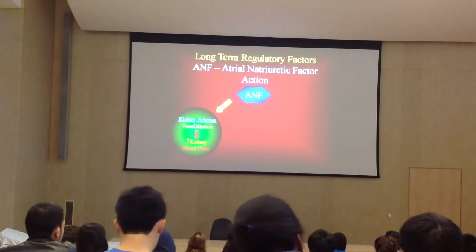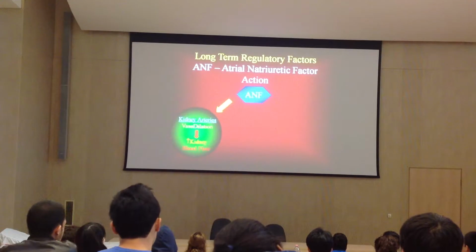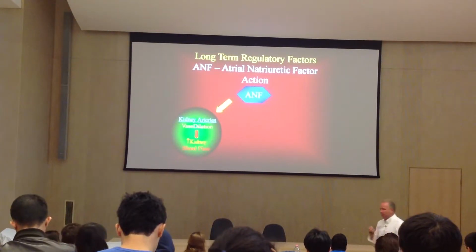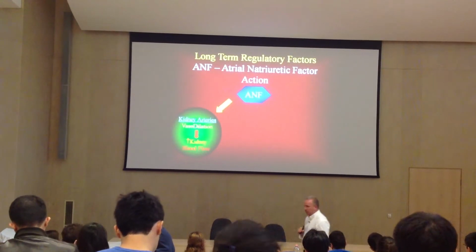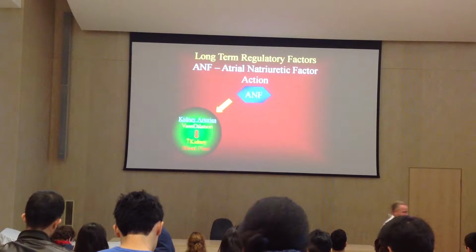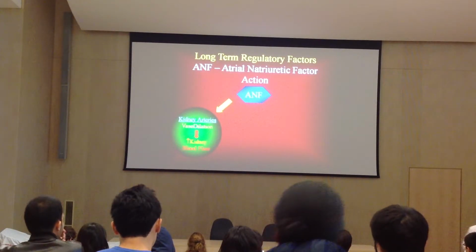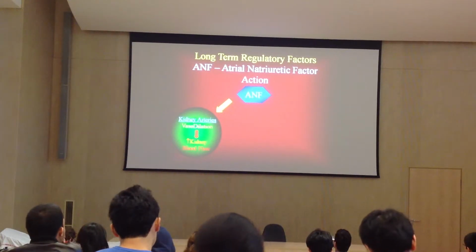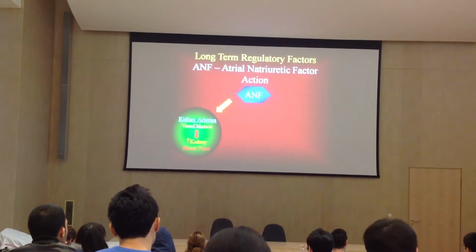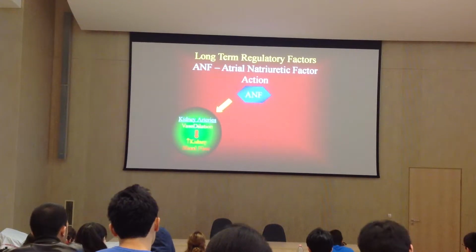ANF is acting also on certain targets. The very first thing it does is, in contrast to the renin-angiotensin system and to the action of the antidiuretic hormone, it is a vasodilatory agent. What it does, it usually dilates the kidney arterioles, and if you make local vasodilation, you change the flow. Here, you have more kidney blood flow.